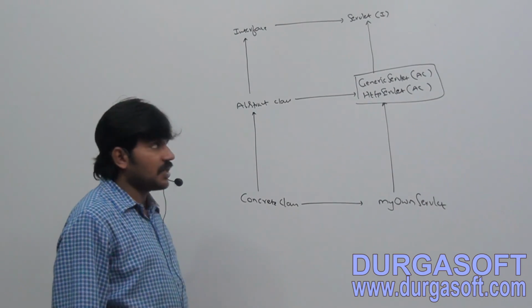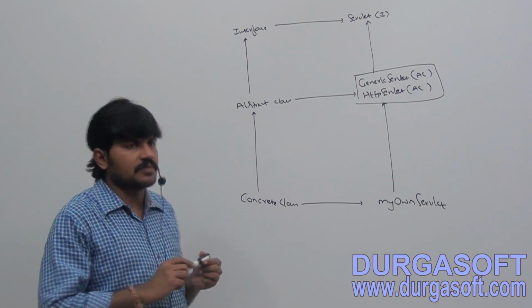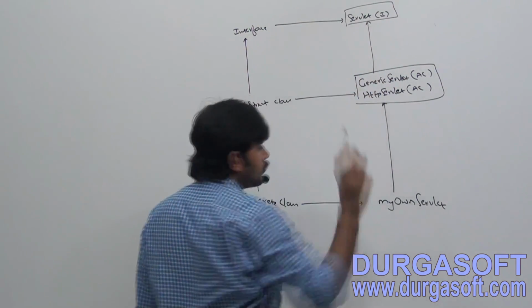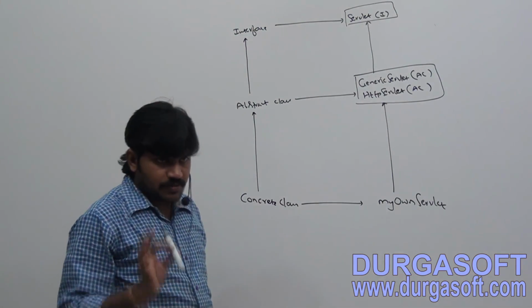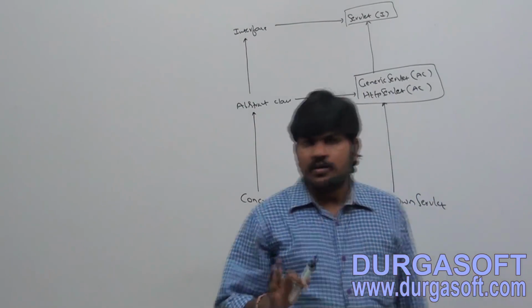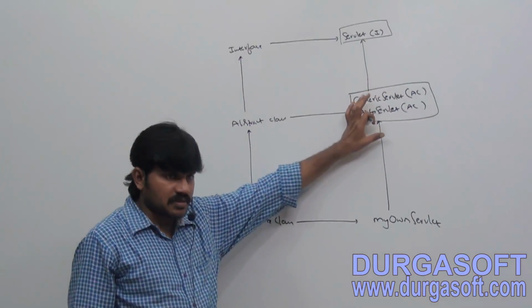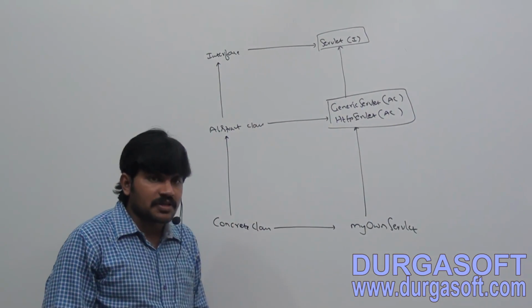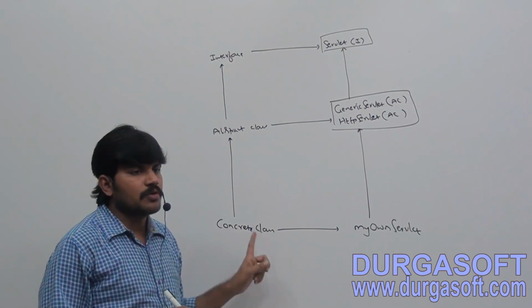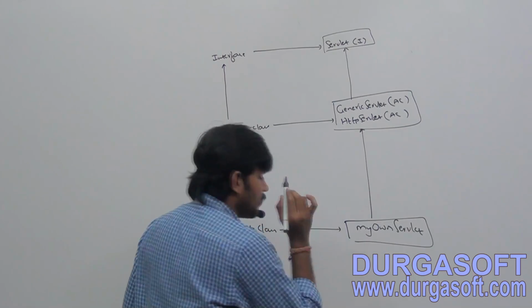Let me repeat once again, right? If we don't know anything about implementation, just have a requirement specification, then we should go for the interface concept. If we are talking about implementation, but not completely, partial implementation, then we should go for abstract classes. If complete implementation we are ready to talk about, then we can go for a concrete class.